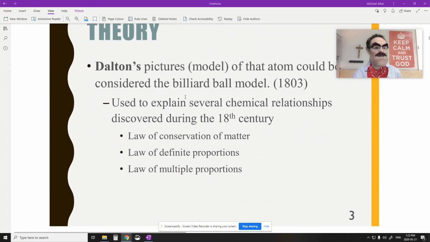So this brings up his model, which we call the billiard ball model, from 1803. You can see that his model helped explain chemistry pretty much. It helped explain the conservation of matter, the law of definite proportions, and the law of multiple proportions. Those are just like stoichiometry from chemistry. How do we explain that we get 2 of oxygen versus 1 of hydrogen, or vice versa, when we separate water into its constituent pieces? That's all about stoichiometry. So he had to develop this model.